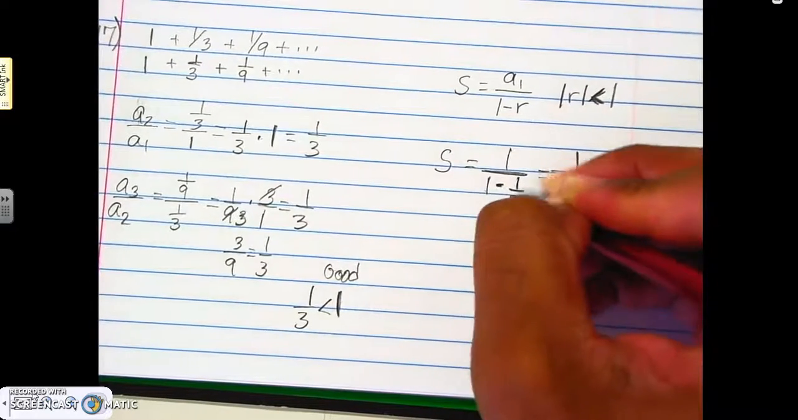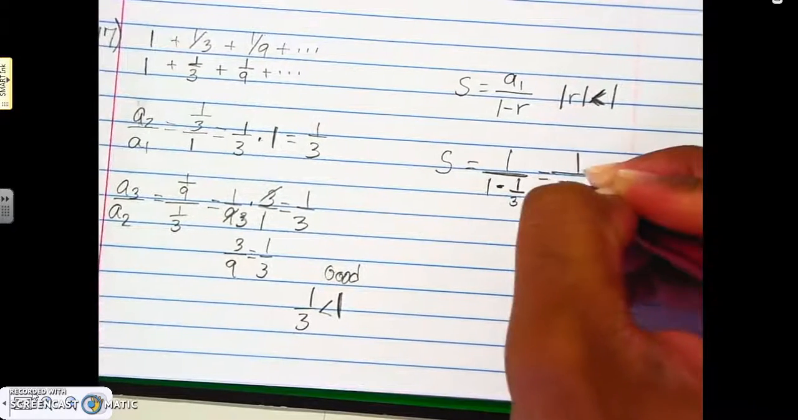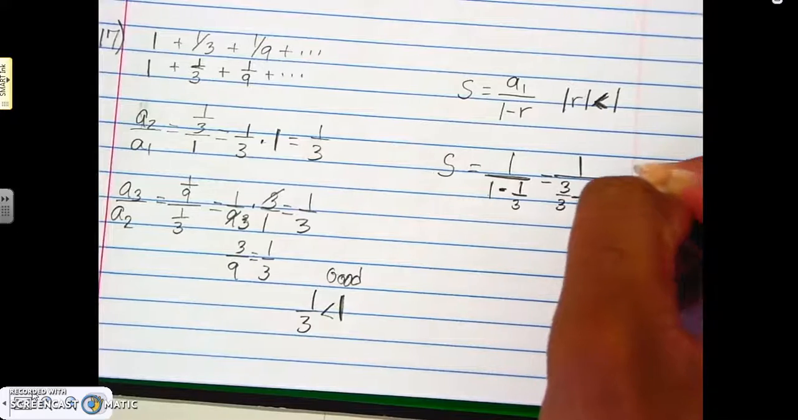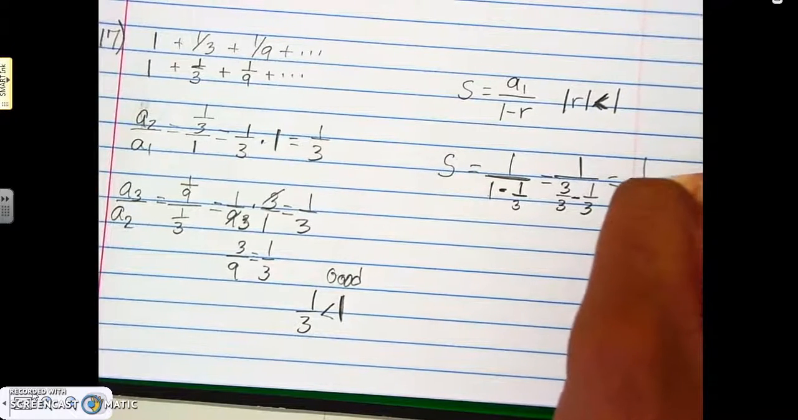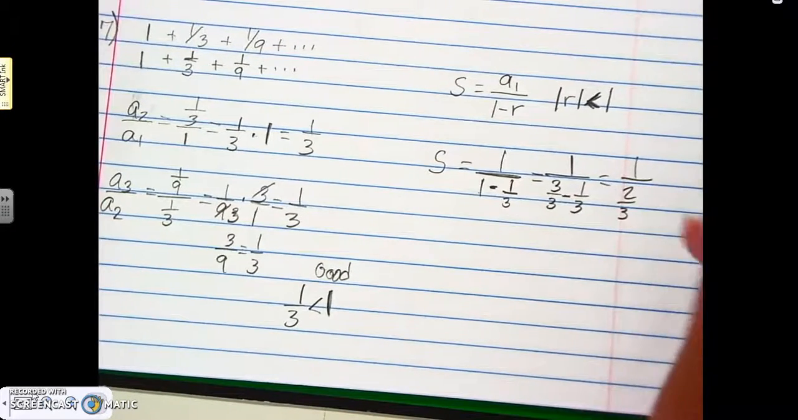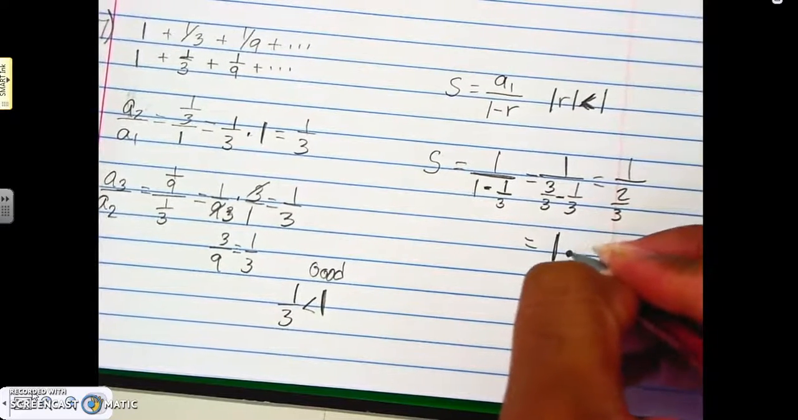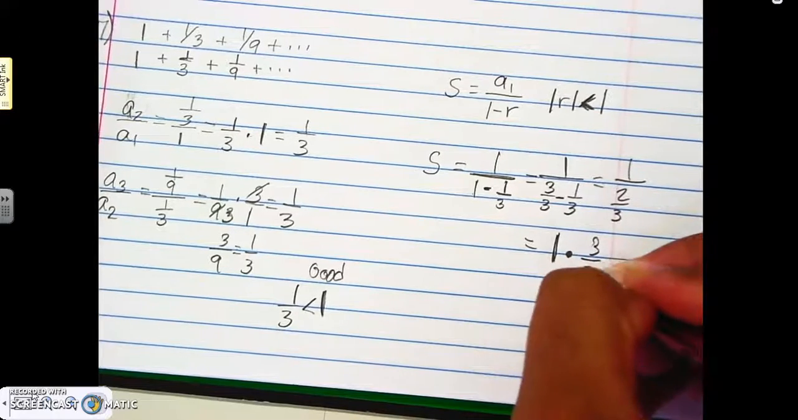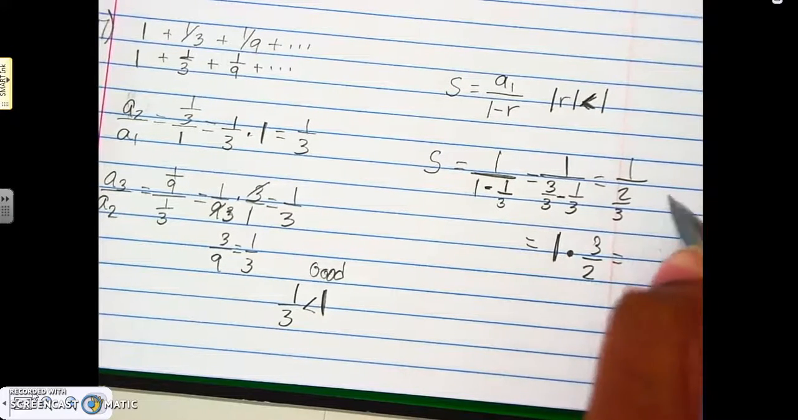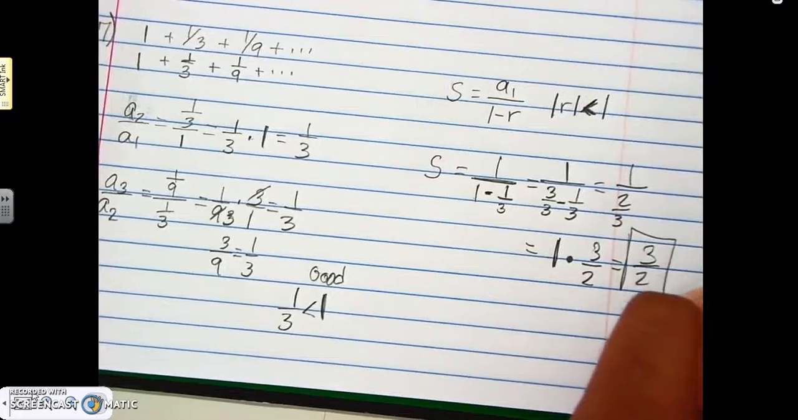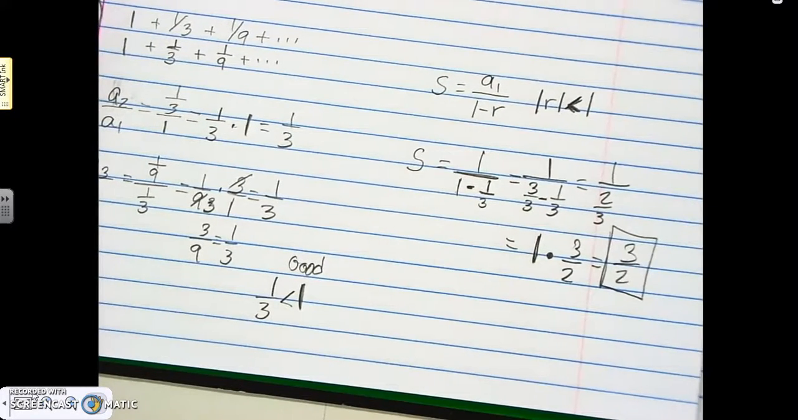So here we know to have a common denominator between those two, it has to be 3 over 3. So that gives us 1 over 2/3. And then we keep, change, flip. Keep the 1, change to multiplication, and we flip that to 3 over 2. So our final answer is just 3 over 2. That's our sum. And that's it. That's all you got to do. 3 over 2. All right, then 18 works the same way.